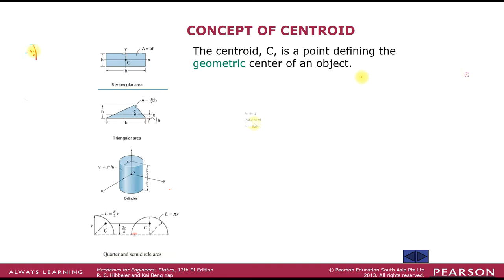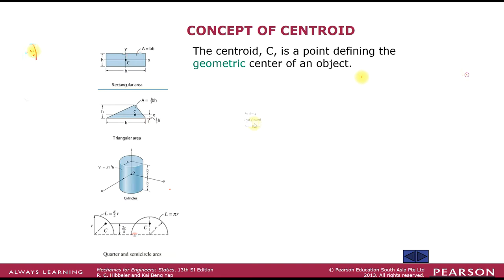In some cases, even the centroid may not be located on the object. So how do you determine the centroid of an area? Let's say we have an appropriate differential element at the general point x, y. If y is expressed in terms of x, for example, y is equal to x squared plus 1, then we use a vertical rectangular element. If the converse is true, which is if x can be expressed in terms of y, then we use the horizontal rectangular element.